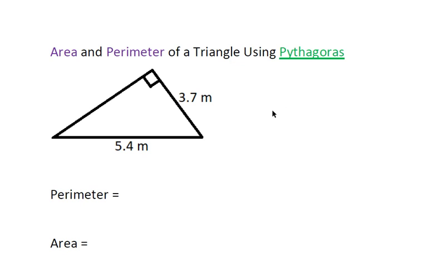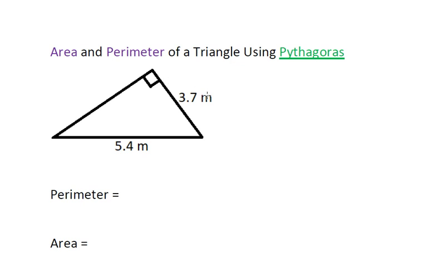Working out the area and perimeter of a triangle using Pythagoras. Now, Pythagoras' theorem allows us to work out any third side of a triangle if we're given two sides of a triangle already, provided that it's a right-angled triangle. Use Pythagoras when you don't have any angles in the triangle except for a right angle.